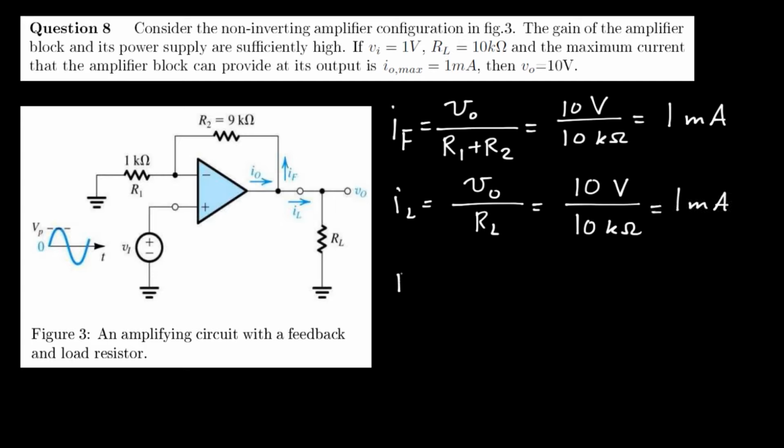And then the output current, Iout, will be the same as the sum of the feedback current and the load current, which is then 2 milliamp. Now that is larger than our maximum value, and therefore the statement above can simply not be true. It is false.